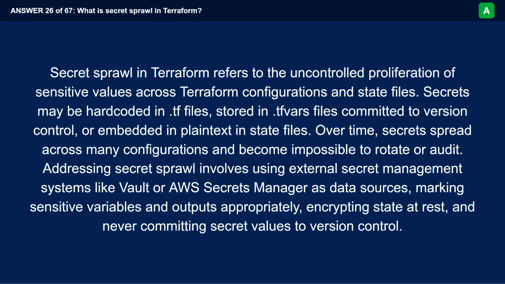Secret sprawl in Terraform refers to the uncontrolled proliferation of sensitive values across Terraform configurations and state files. Secrets may be hard-coded in TF files, stored in tfvars files committed to version control, or embedded in plaintext in state files. Over time, secrets spread across many configurations and become impossible to rotate or audit. Addressing secret sprawl involves using external secret management systems like Vault or AWS Secrets Manager as data sources, marking sensitive variables and outputs appropriately, encrypting state at rest, and never committing secret values to version control.